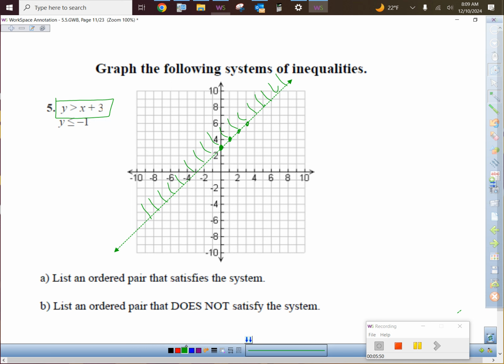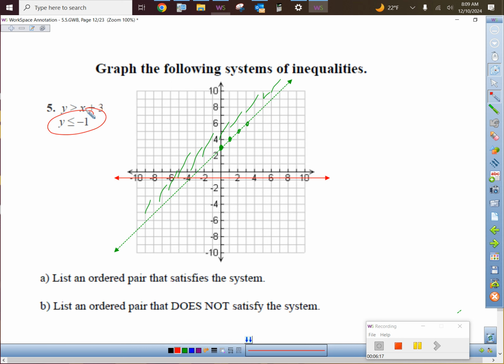Then I'll graph this second dude right here, asking myself, horizontal, vertical, or oblique. What should that guy be? Horizontal, solid or dashed? Solid. And it's got to go through -1 on the y-axis. So there's -1. So I'll make a horizontal guy. And then this y is all by itself here. That symbol is a less than, so doesn't that mean go below that guy? So I'm looking in this little triangular region.